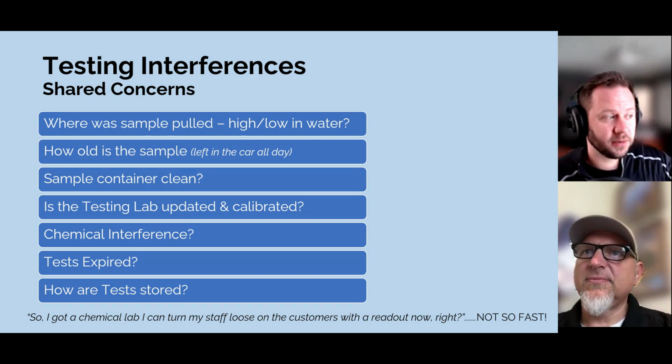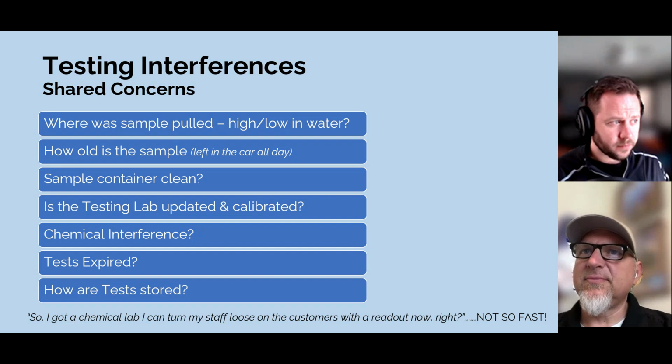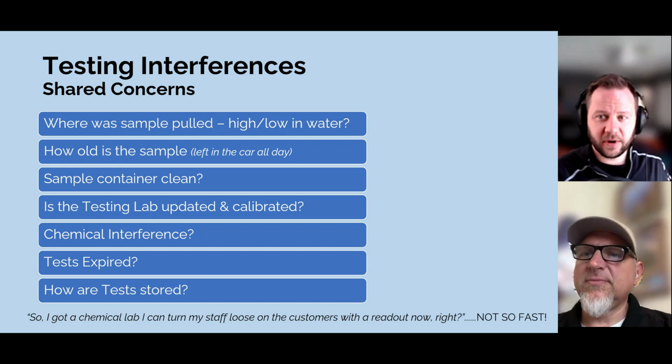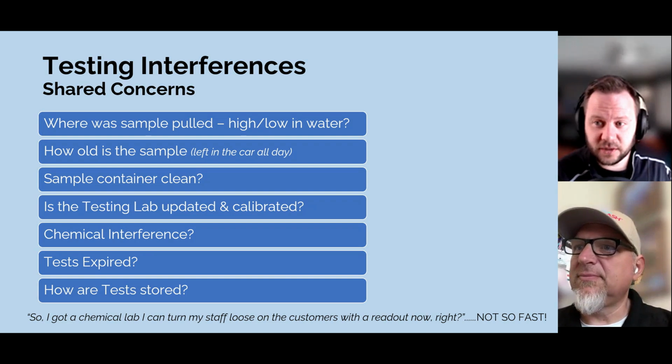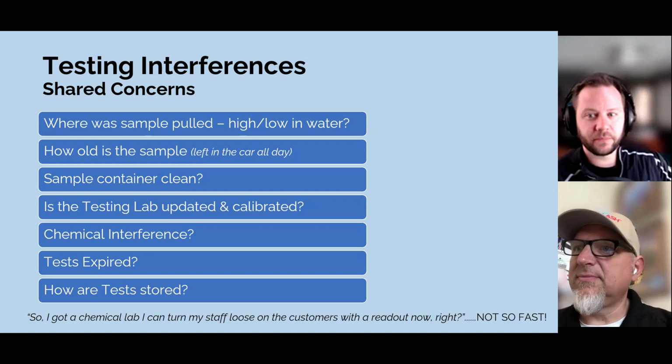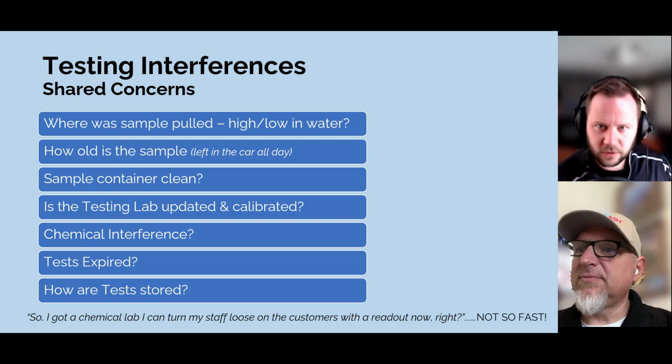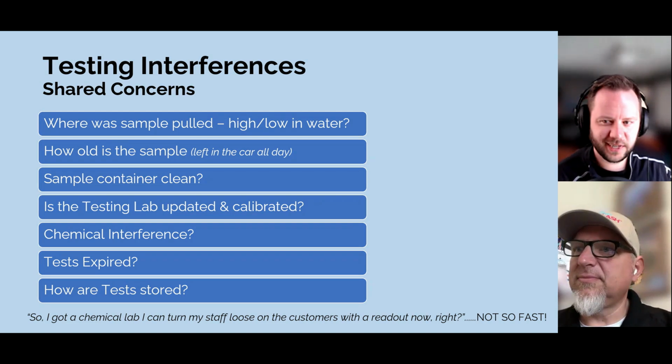So we've already mentioned some of these in previous slides, but different ways you could get interference. You want to make sure you're testing from below the water level, if you can, about 18 inches, which is good because you want to do it away from returns where fresh chemicals are coming in or anything else like that. So you get a decent read of what's going on in the majority of the body of the water.